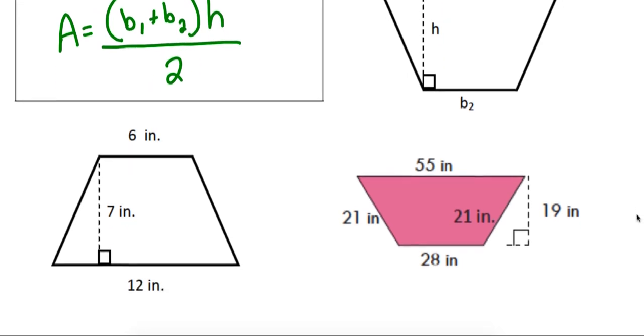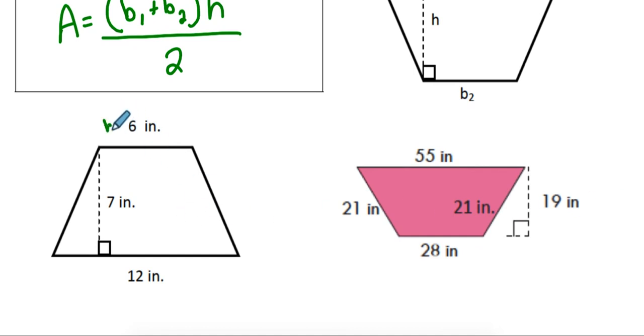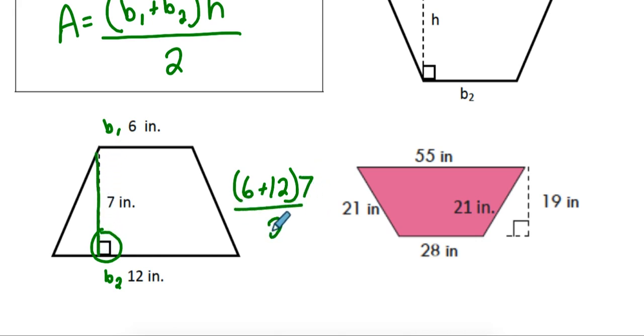So let's see that in action here. Here's my base 1 and base 2. So I'm going to add them together. 6 plus 12. Remember, the height is always at that right angle. So my height is going to be 7. And then I want to divide by 2. So make sure you do your addition part first, or put it in parentheses in your calculator. But I multiply it all out, and my area is equal to 63. I'm dealing in inches, so it's inches squared. Area is always squared. It's how many squares fit inside of the shape.